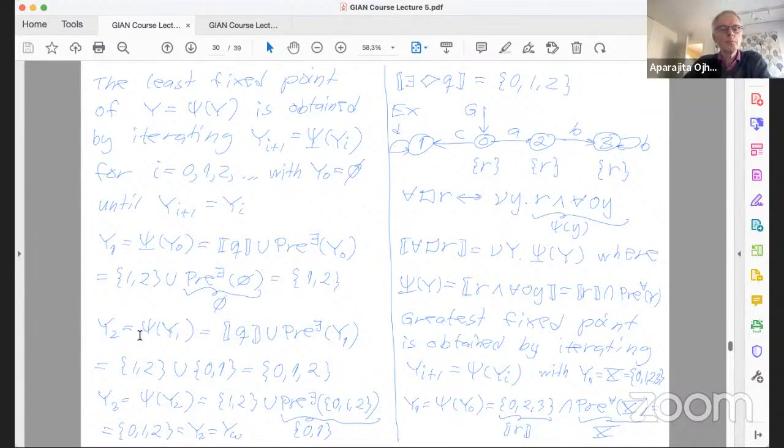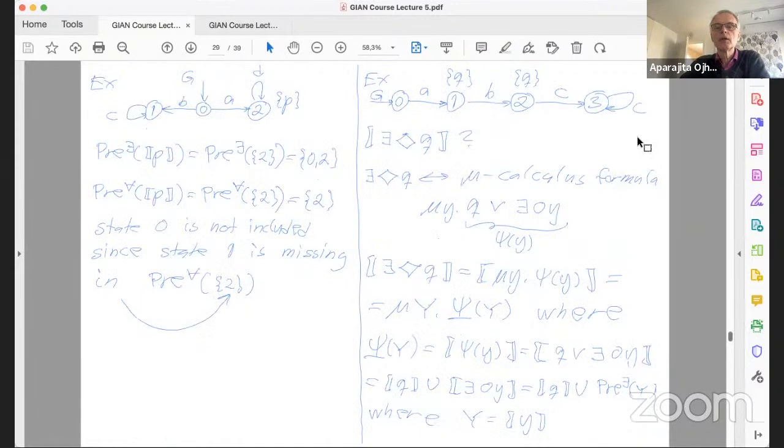Then y2 is psi of y1. And then we see that we repeat here all the time this state q, which is always 1, 2. But now y1 is 1, 2. So then we should take the pre-existence of 1, 2. What does that mean? I said we should go backward.